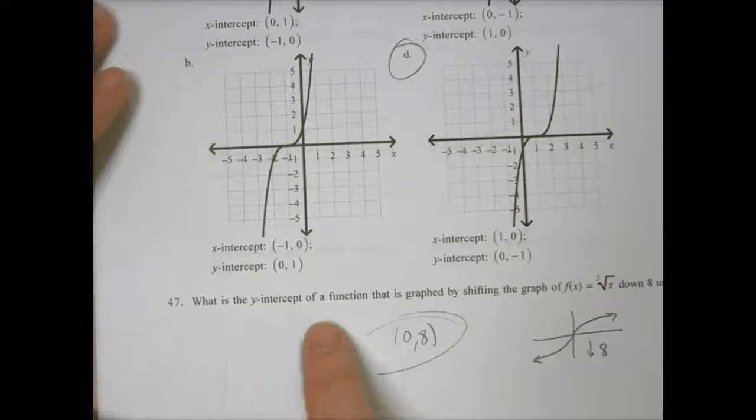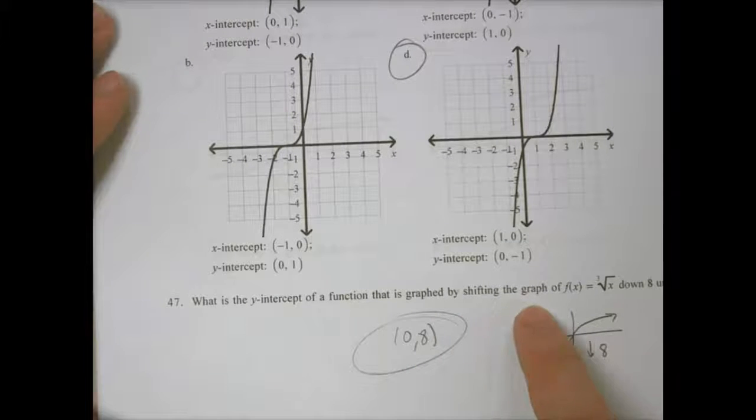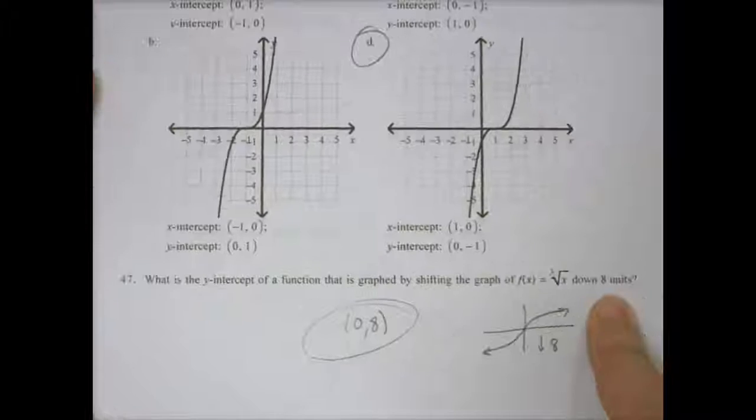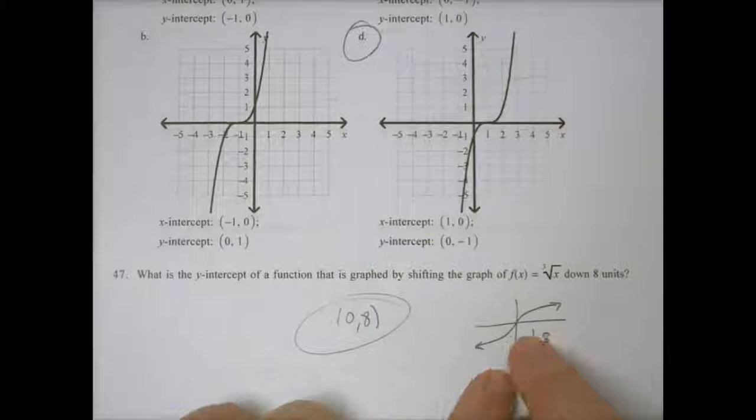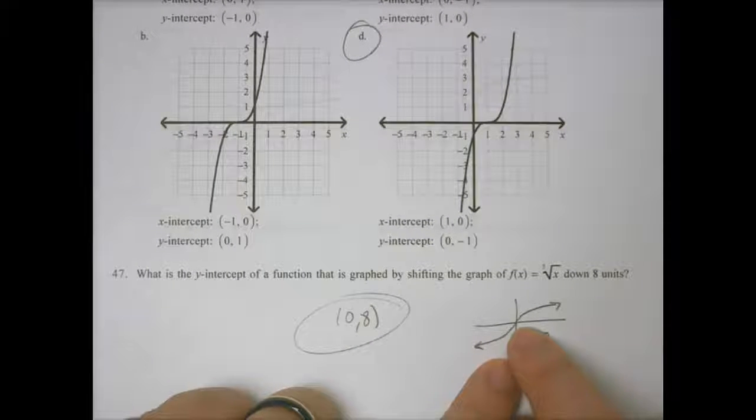Here I have, what is the y-intercept of a function that is the graph shifted down 8 units, cube root of x. So I know my cube root normally looks like this, where my y-intercept is 0.